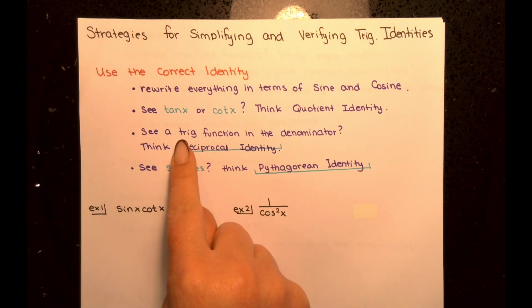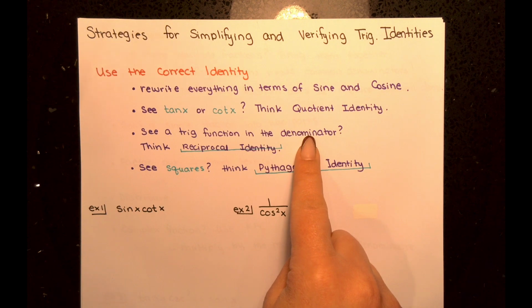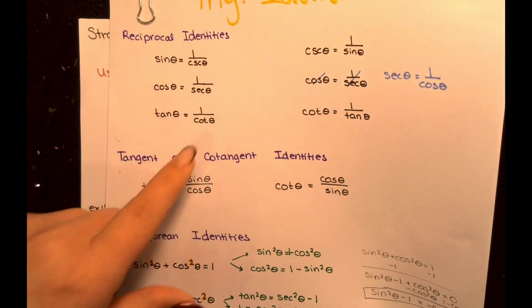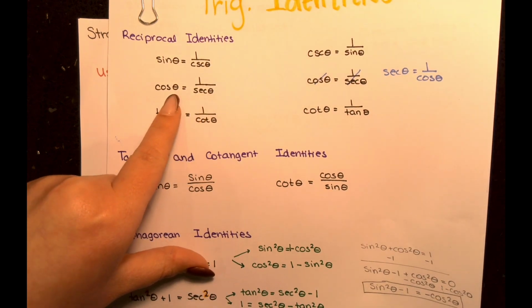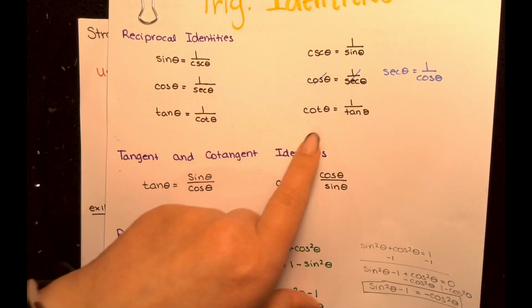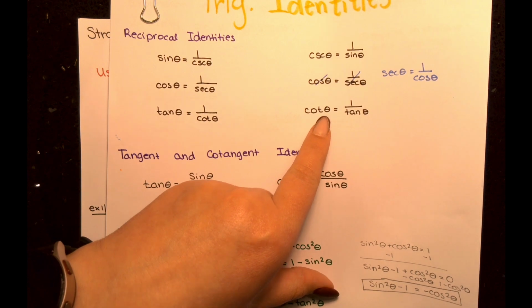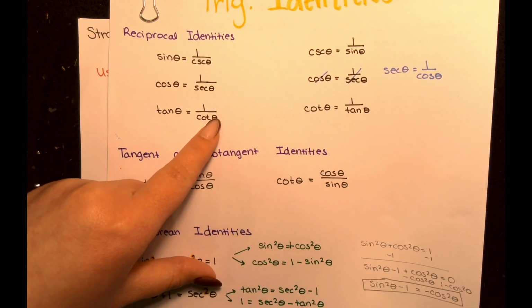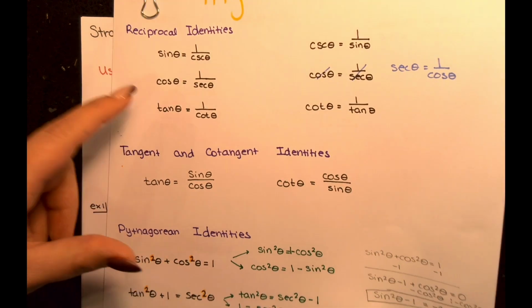Then you're going to see a trig function in the denominator. So if you see one, think reciprocal identities. For example, if you see secant in the denominator, think cosine. If you see cotangent, then it's 1 over tangent, right? If you see cotangent in the denominator, it's just tangent.